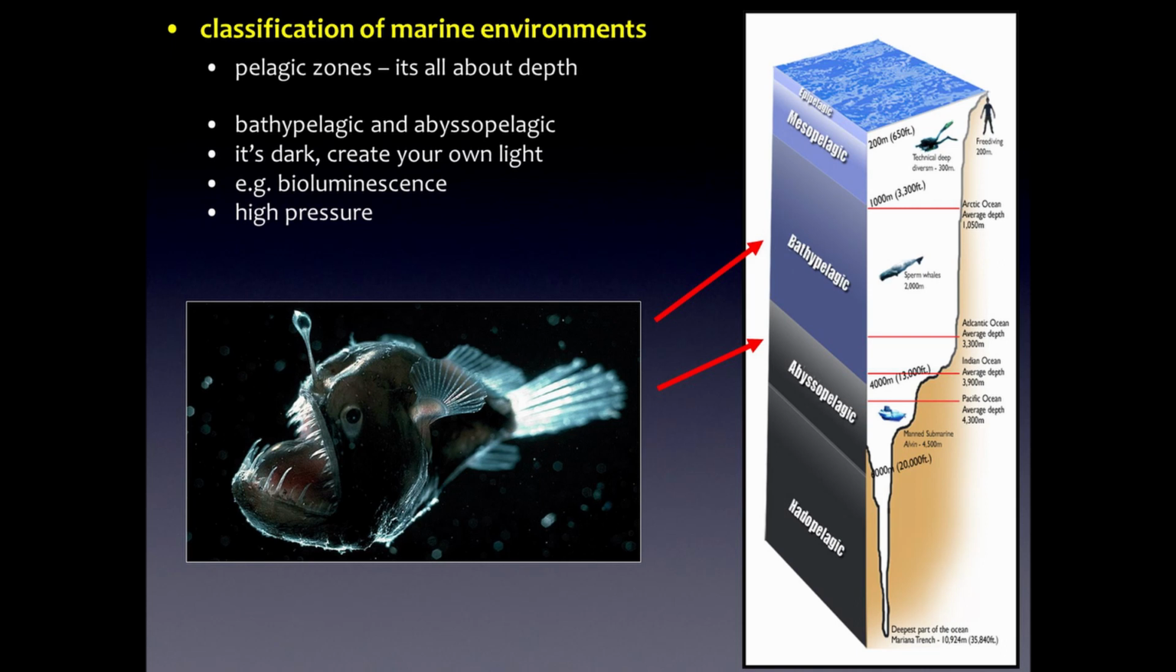And then as we go deeper into the water column, we get to the bathypelagic and the abyssopelagic zones, and even into the hadopelagic zones. Here it's dark. If you're an organism that lives in here, you have to create your own light. And this is typically done by bioluminescence. So you have specialized cells that produce a slight glow to them.